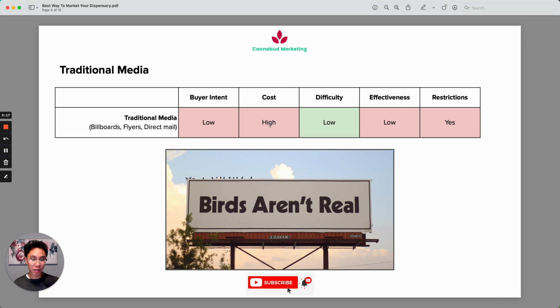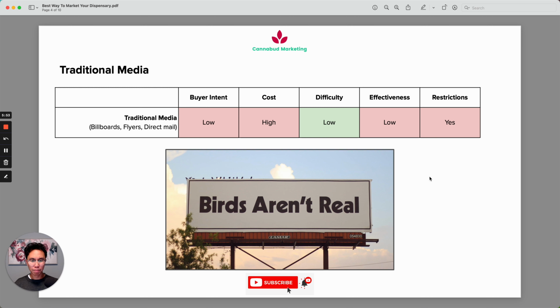Cost, still pretty high. I don't know why these billboard companies are still charging so much money for their ad placements, but they are. Difficulty, very low, right? All you need to do is provide some sort of creative to whoever you want to do your advertising with, and then they'll handle the rest. They'll handle the implementation. Effectiveness, we touched on this already. It's like, okay, how effective can billboards and flyers be based on the amount of money that you're spending, right? Restrictions, also yes. So depending on your state, your city, wherever you are, there are specific restrictions on exactly what you can put on those ads themselves, right?